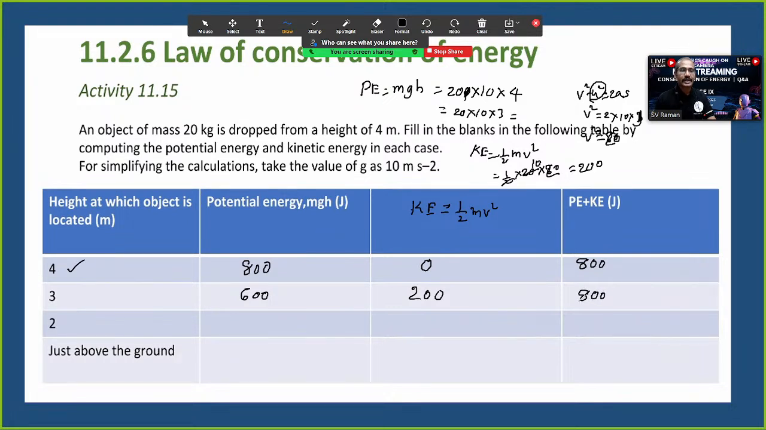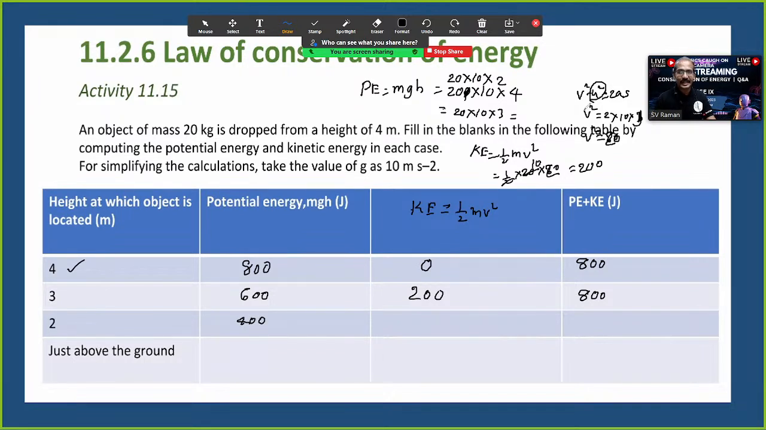Clear? Now again at 2 meters height. So PE is equal to mgh again. So 20 into 10 into h value at a height of 2. How much will it come? 400. Here the potential energy is 400.